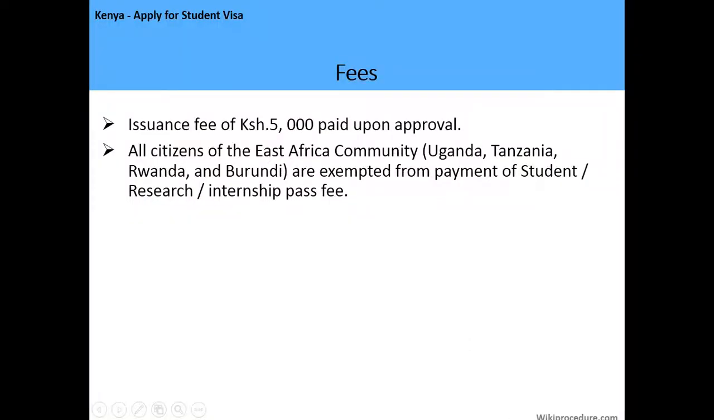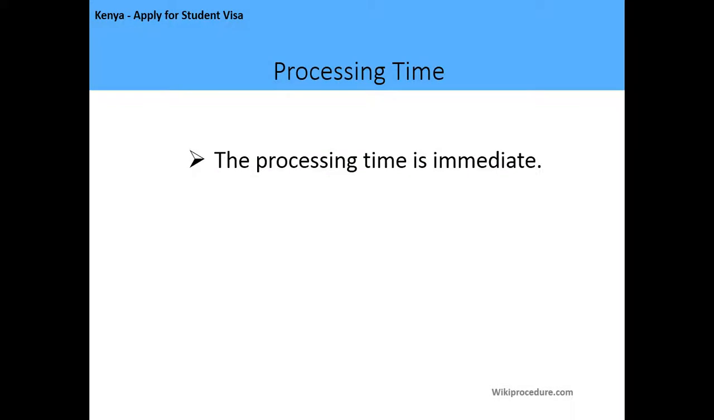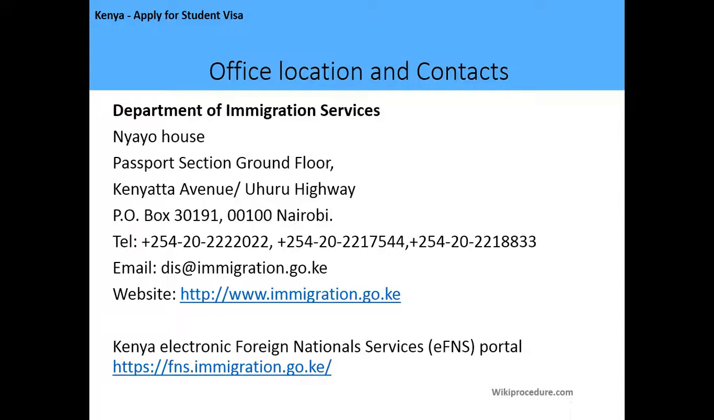So let's continue. The issuance fee is 5,000 upon approval, and you should note that all citizens of the East African Community are exempted from payment of the student visa. The validity period is 1 year. The processing time is immediate, but the approval time is after 5 days. The contact location of the Department of Immigration Service is at Nyayo House, and you can visit them through their website, www.immigration.go.ke. Other information is that the Foreign National Service portal can be located, you can log in through this address right here.